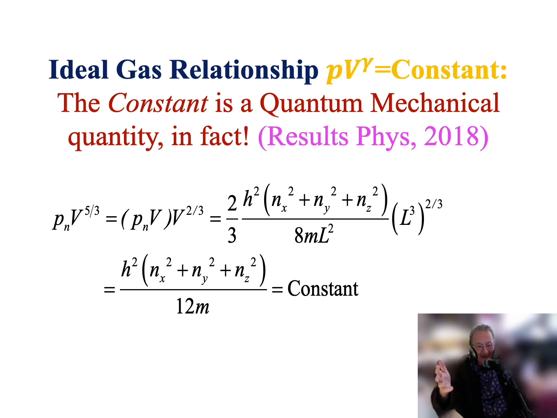Now, it's not difficult to calculate this constant in a three-dimensional world. This constant turns out to be 2 divided by 3 times the square of the Planck constant times the quantum numbers in 3 dimensions defining the state of the molecule of concern, divided by 8 times the mass of the molecule of concern, times L square. I mean, the first term on the right hand side represents the energy indeed, times the volume of concern to the power of 2 divided by 3, which comes to the expression below, which is h squared times the summation of the squares of the quantum numbers in 3 dimensions divided by 12 times the mass of the molecule of concern. We made a lot of publications on that too.